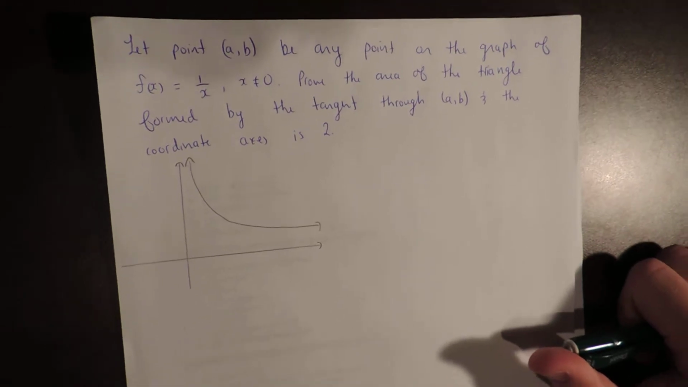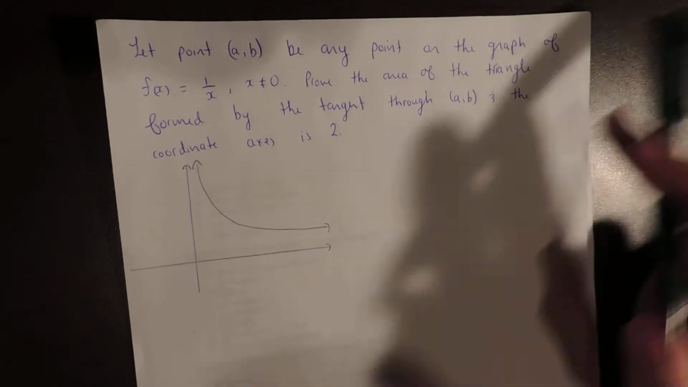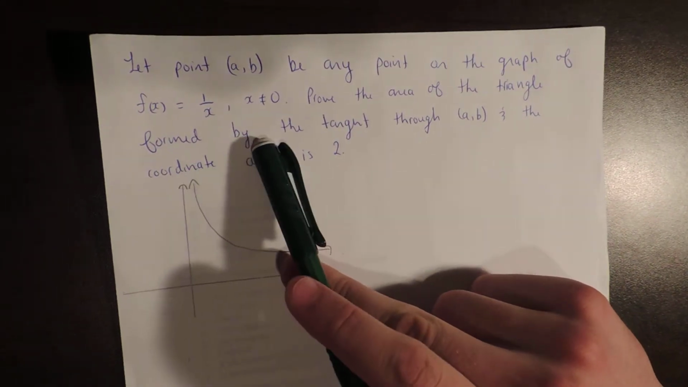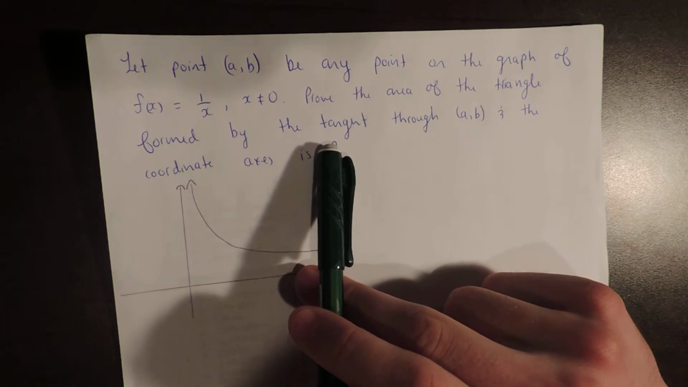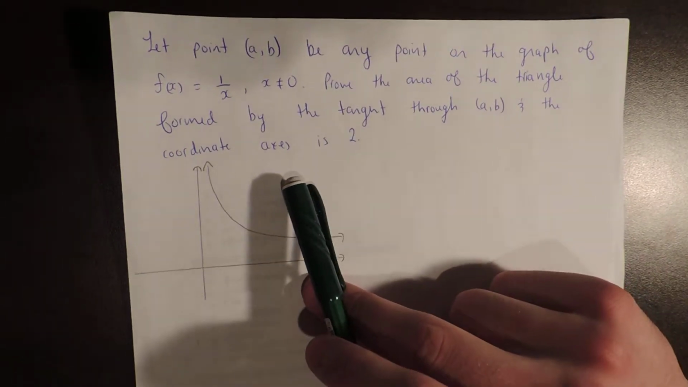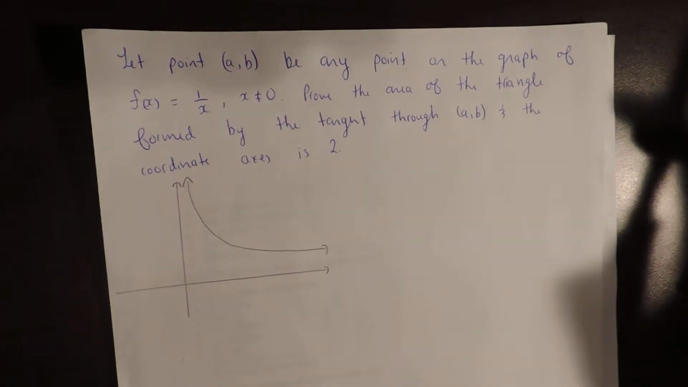So let's get started. The problem states: let point A, B be any point on the graph of f of x equals 1 over x, x not equal to 0. Prove the area of the triangle formed by the tangent through A, B and the coordinate axes is always 2. Okay, so at a glance, this looks daunting.